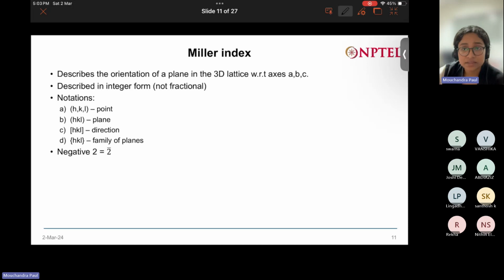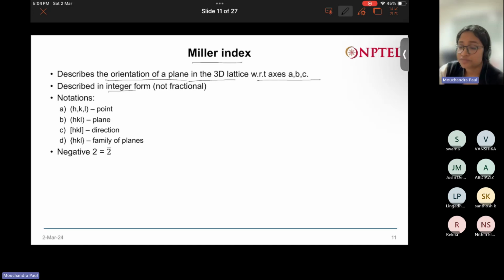Now, what is Miller index? Miller index describes the orientation of a plane in a 3D lattice with respect to the axes that we just saw, A, B, C. So a unit cell will have axes A, B, and C. With respect to that, there will be some planes, but how is the plane oriented? That description is given by Miller index. The value of Miller index will always be an integer. It can never be fractional.